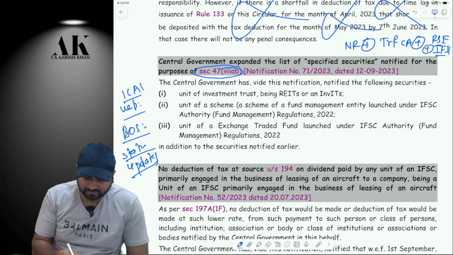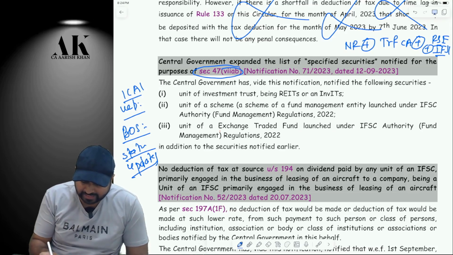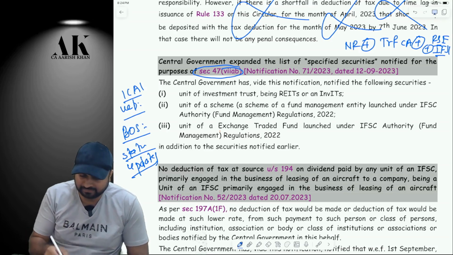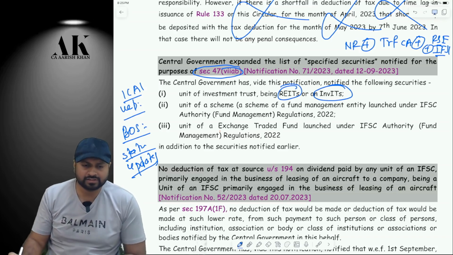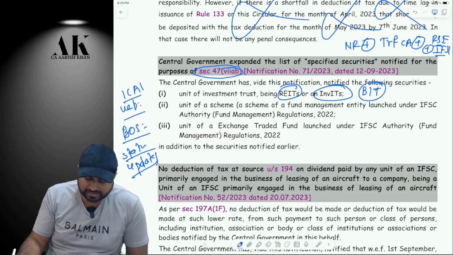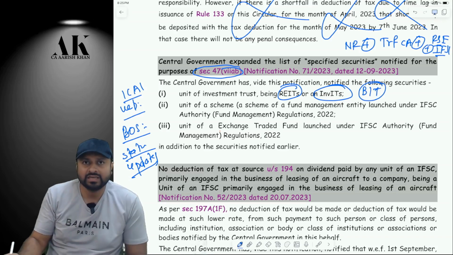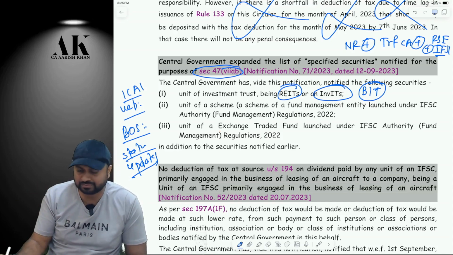First one is unit of investment trust, REIT and InvIT. If you have done the business trust chapter, then you might know the definition of REITs and InvITs, right? Real estate investment trust, infrastructure investment trust, which come in business trust. So from here onwards, if a non-resident buys units of investment trust being REITs and InvITs, then that is also not subject to tax, if he sells through a recognized stock exchange in IFSC. Be very careful, that is a very important condition.